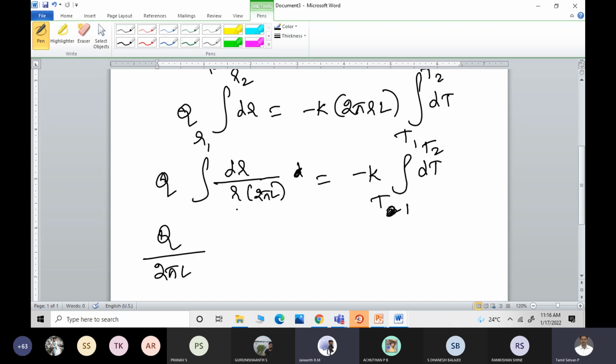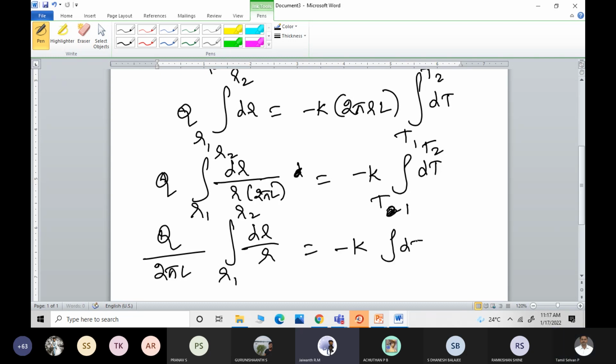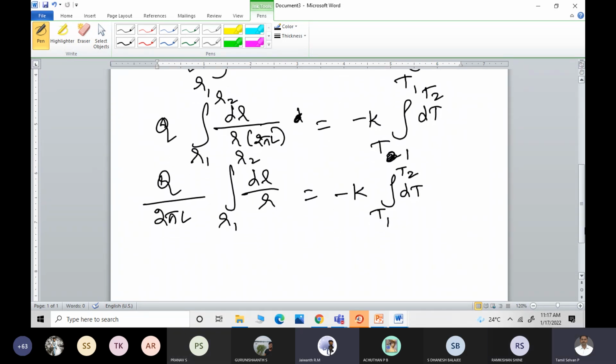So now what happens? Q by 2 pi L into dr by R, substituting the lower and upper limits R1 and R2, takes this form. This is the final form, right? Is it fine, students?